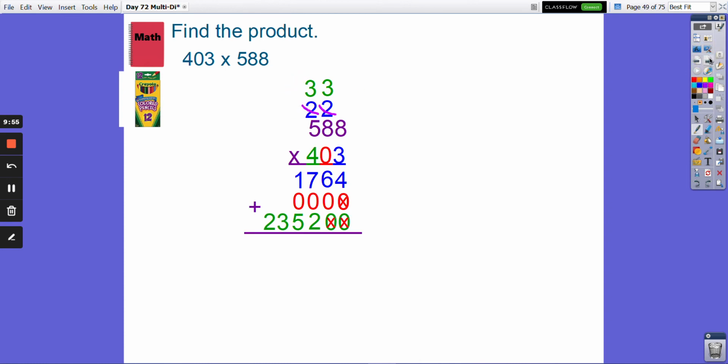We add all of those together. 4 plus 0 is 4. 6 plus 0 is 6. 7 plus 2 is 9. 1 plus 5 is 6. And 3 plus nothing is 3. 2 plus nothing is 2. So we have 236,964. Let's go ahead and see if that answer makes mathematical sense.